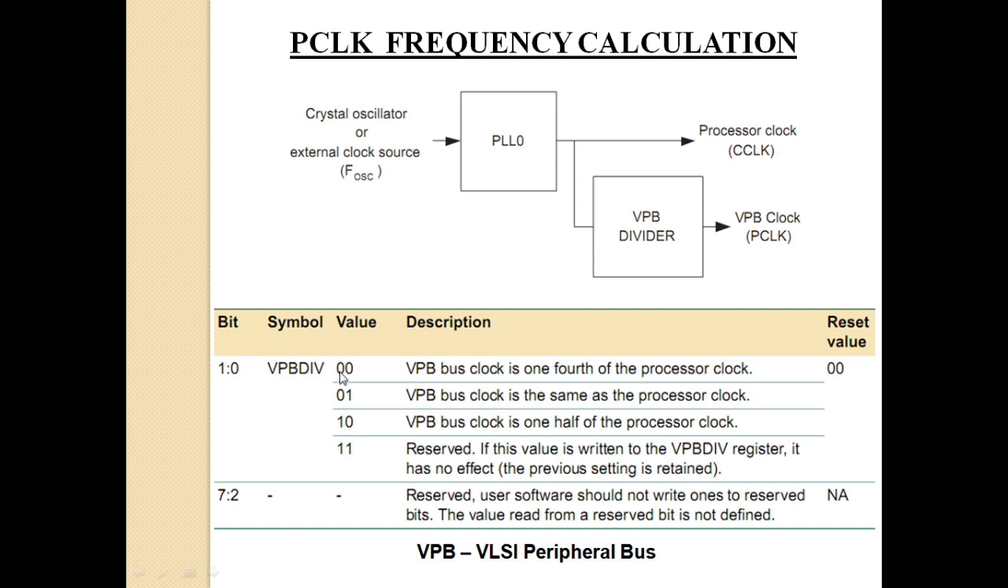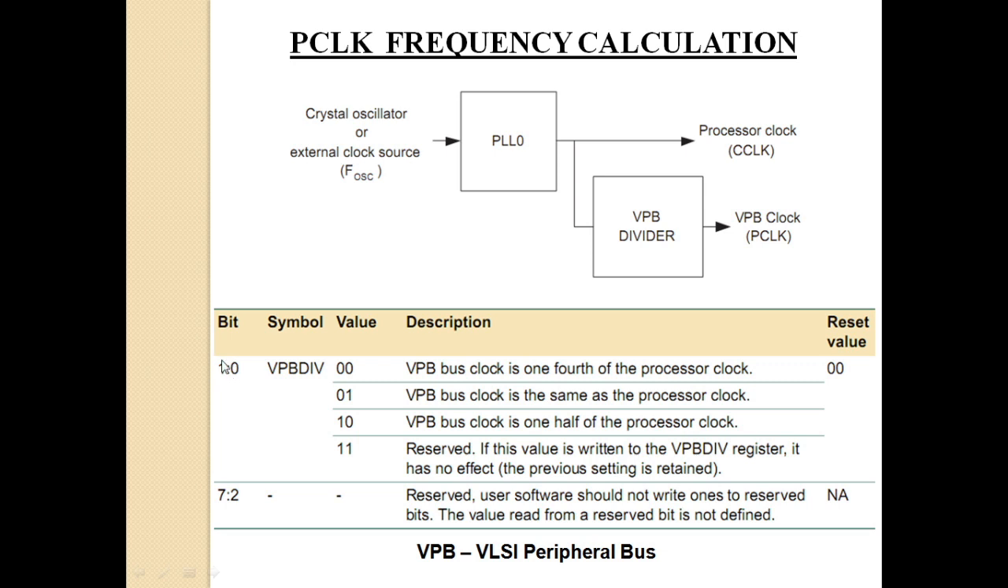Right? And if I want to configure this VPB divider, say if you want to make P clock the same as CCLK, what should I do? I need to write bit number 1 value as 0, bit number 0 value as 1. So if you are writing 0 1 here in the VPB divider register, you are configuring the VPB bus clock the same as the processor clock. So what clock will you be getting here? The same 60 megahertz.